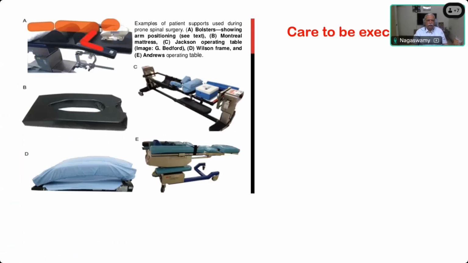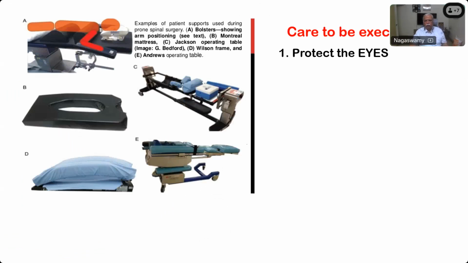This is the support I showed you, where the patient looks like lying fully on a support, but there is a gap in the center for the abdominal movement. And these are the other supports which are there. Normally there are names for them: Bolters showing arm position, Montreal mattresses, Jackson operating table, the Wilson frame. This is the common frame that is used, which is called the Wilson frame, and the Andrews operating table. These are all various designs of that.